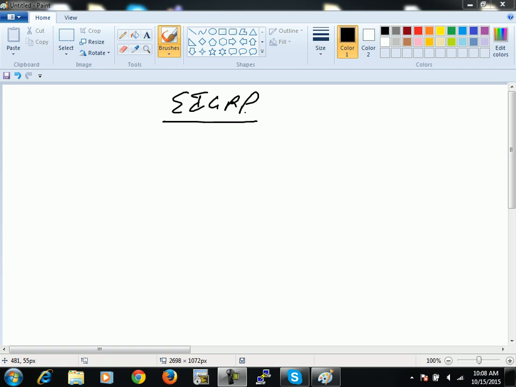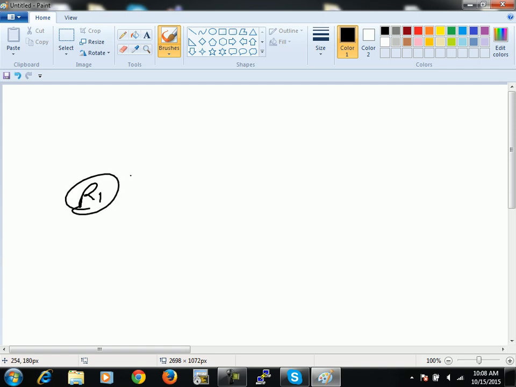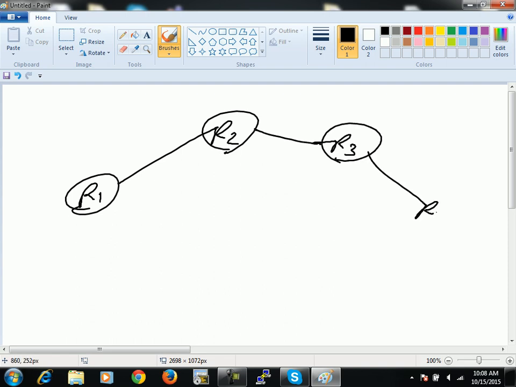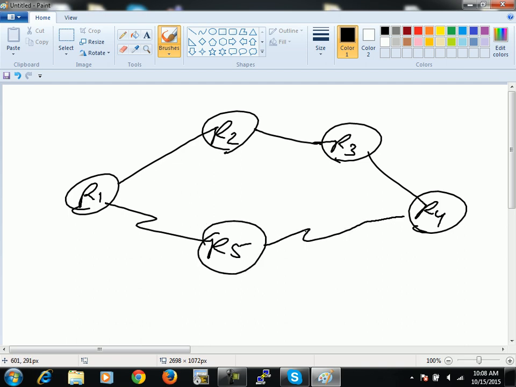With RIP we were having some problems. For an example, this is your R1, this is R2, R3, R4, this is R5, and once again R4. These are serial interfaces, right? And these are Ethernet ports.